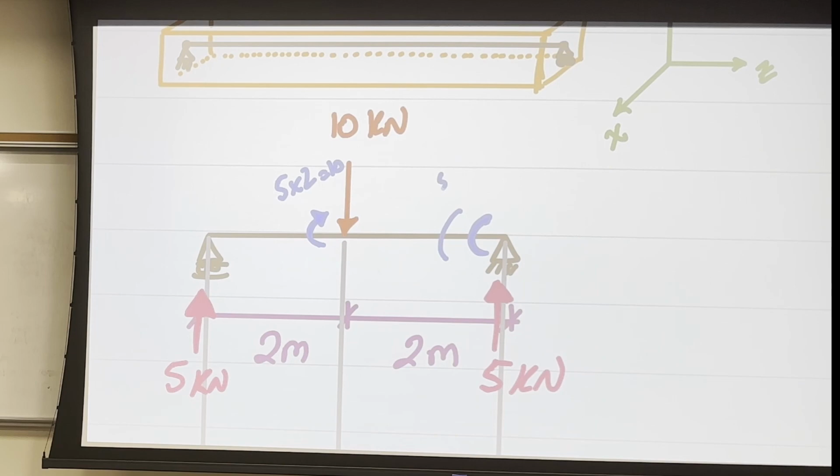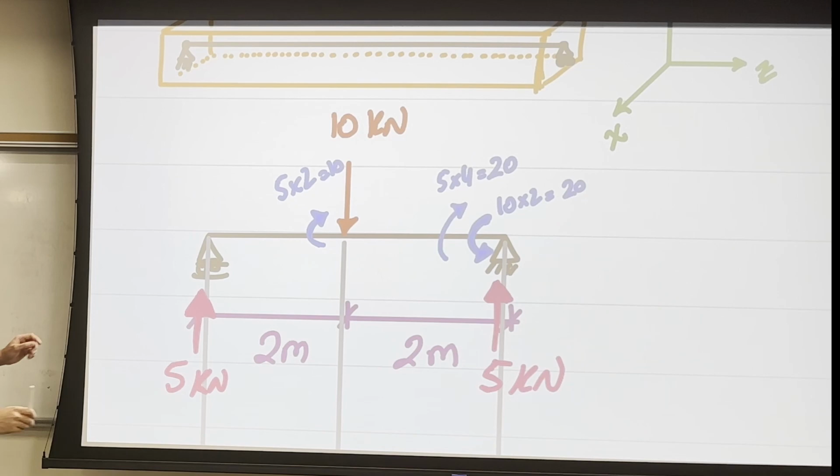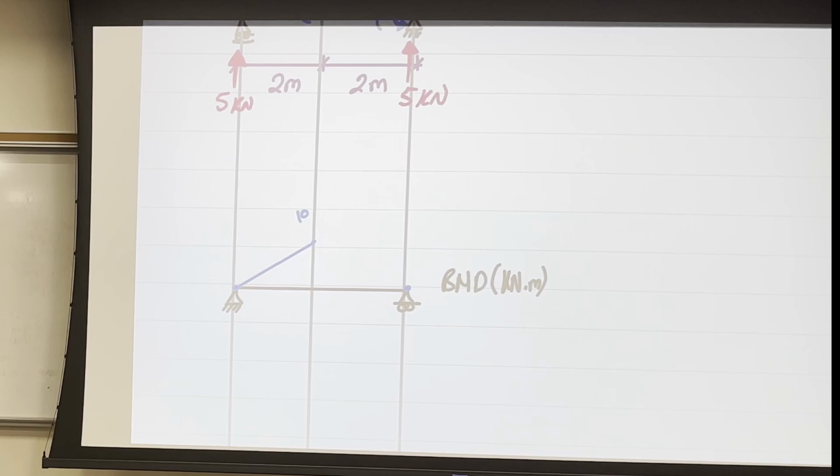And how is the 5 going to rotate around that point? The 5 is going to rotate clockwise, right? So that's why I'll draw the arrow up. And then I have this curve, which is for this 10. So 10 times 2, that's how it's going to rotate about that point. It's rotating counterclockwise, so I'm going to draw the arrow down. So 10 times 2 is equal to 20. Now at that point, you have a clockwise moment equal to 20 and a counterclockwise moment equal to 20. So what is the resultant of them? It's 0. That's why at this point, I'm just going to connect it to 0. And we have a positive bending moment here, okay?